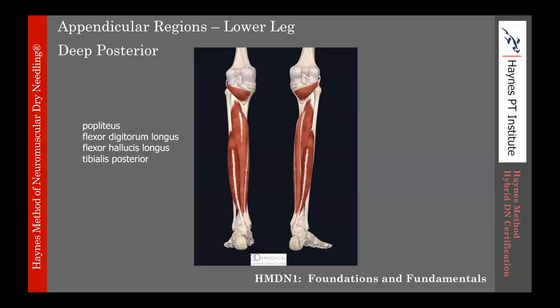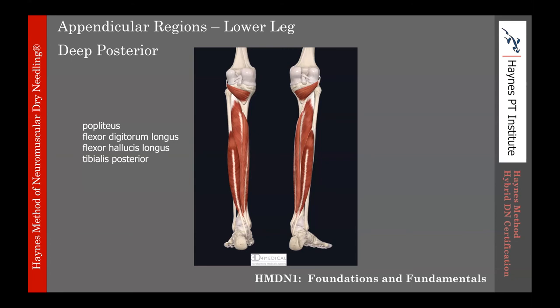And then finally, the deep posterior muscles here: the popliteus, flexor digitorum longus, flexor hallucis longus, and tibialis posterior. I like needling these muscles specifically for my first line of defense for plantar fascia. All of these muscles have tendons that travel medially and then insert on the base of the foot. And so a very good first line, again, for plantar fascia, is needling these.